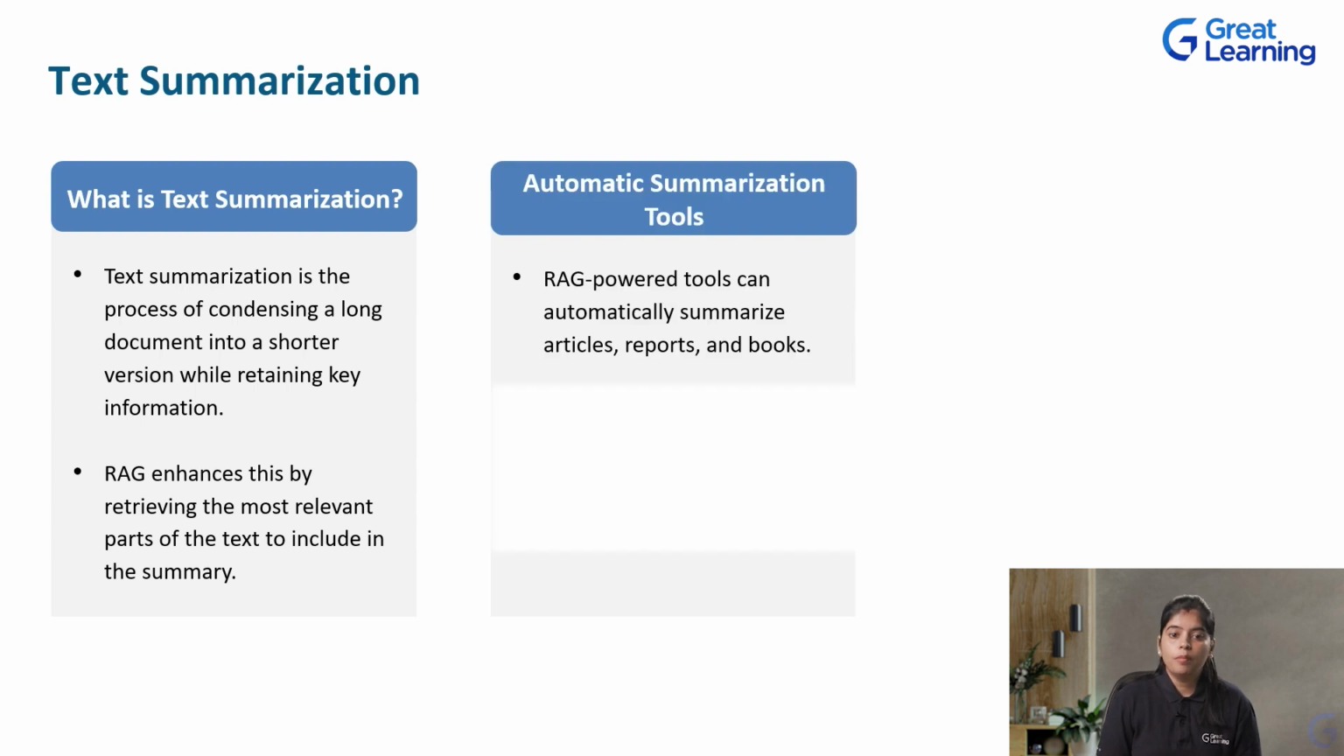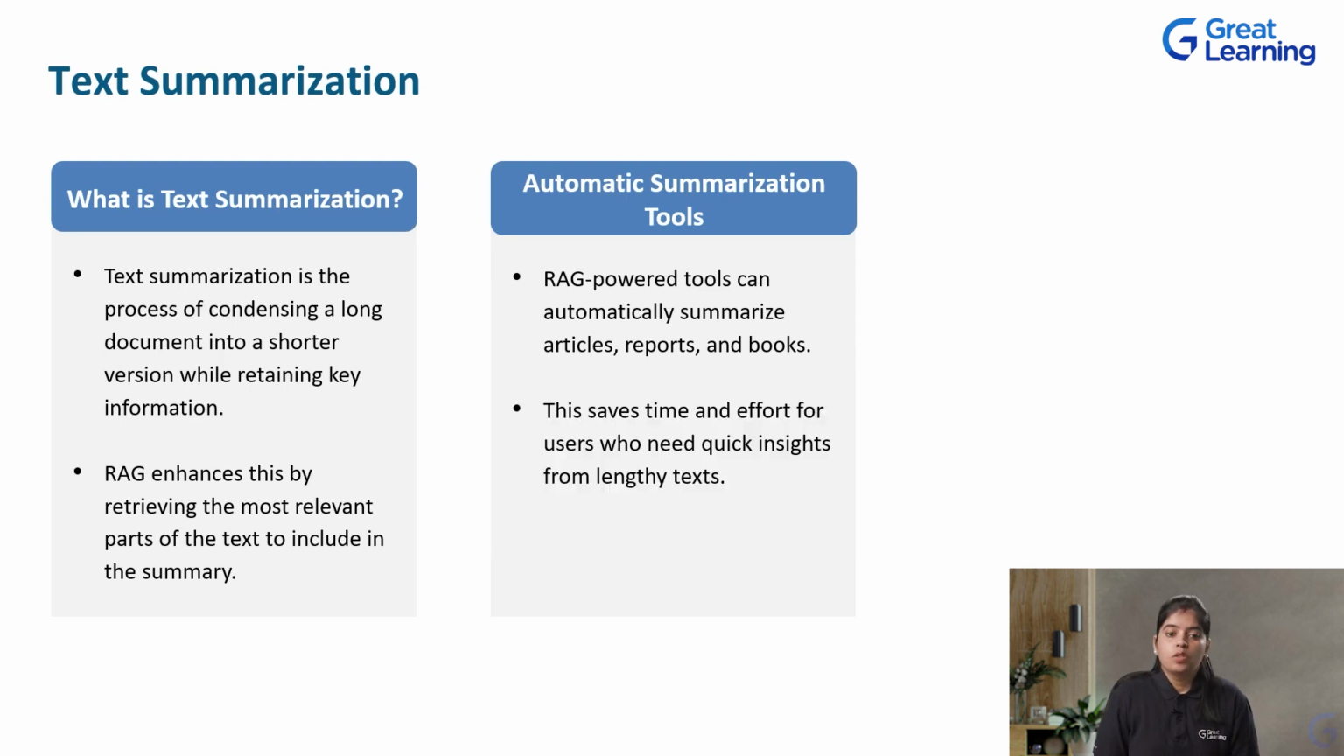Now next is the automatic summarization tool. RAG-powered tools can automatically summarize articles, reports and books. So it is very helpful in text summarization, and by using this tool, it gives the summarized version of any report, article or book in a very quick way. This saves time, as I said before, and effort for users who need quick insight from lengthy text. So just to not waste time, we can summarize a large amount of info in a much shorter version.